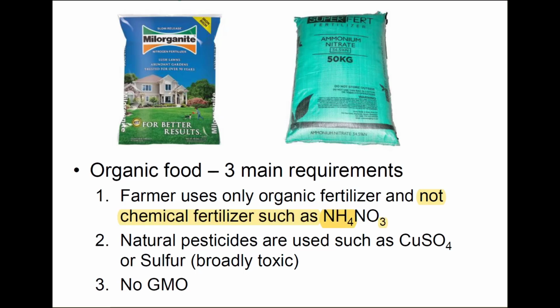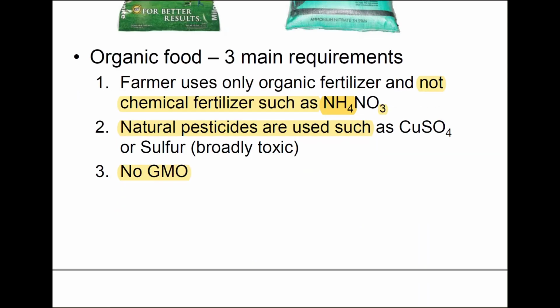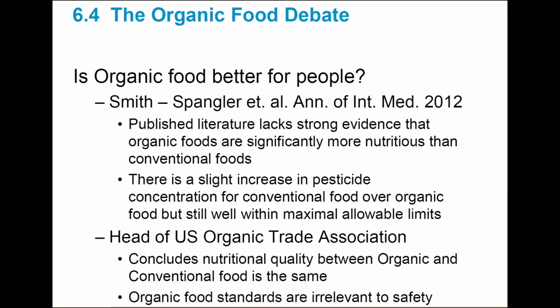So if natural pesticides are used, such as copper sulfate or sulfur, these are broadly toxic, and they're not considered more or less natural. And no GMO. When you buy an organic food, you are not buying GMO. Everyone understand? Sorry? Metal catalyst. You need a metal surface for this reaction to occur.